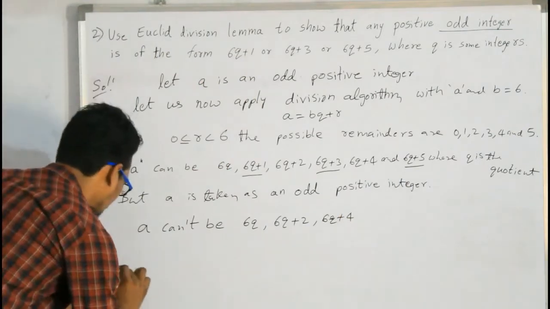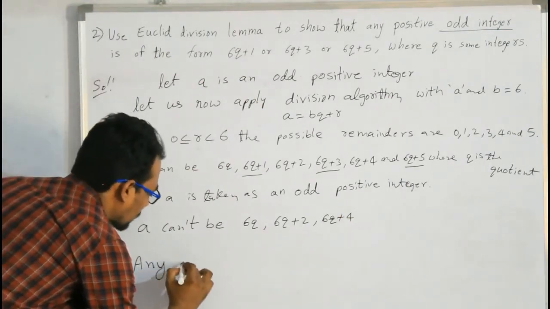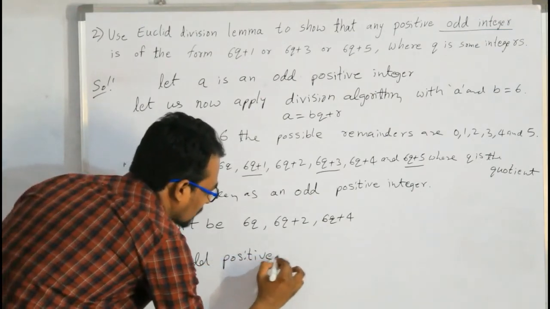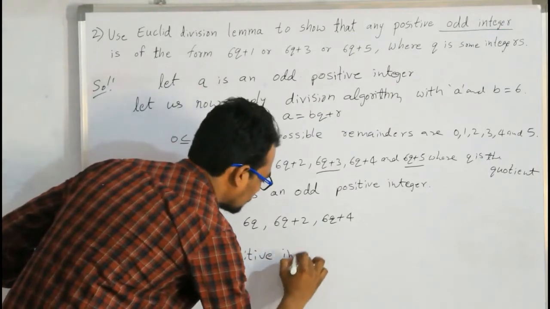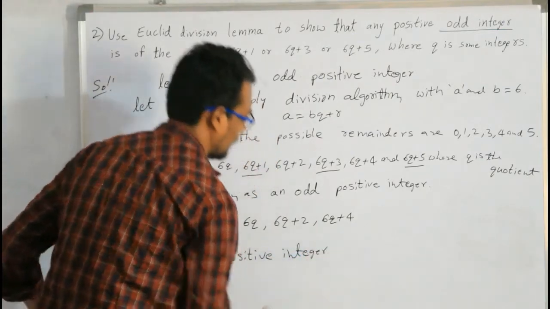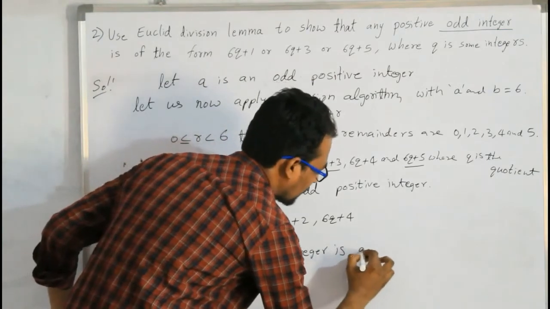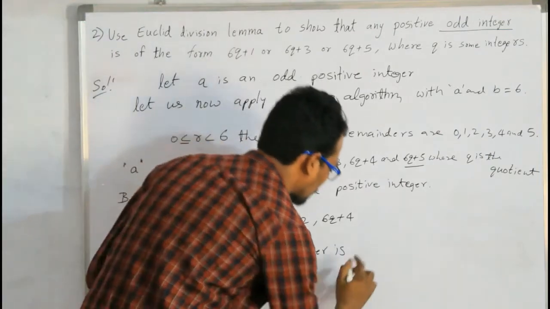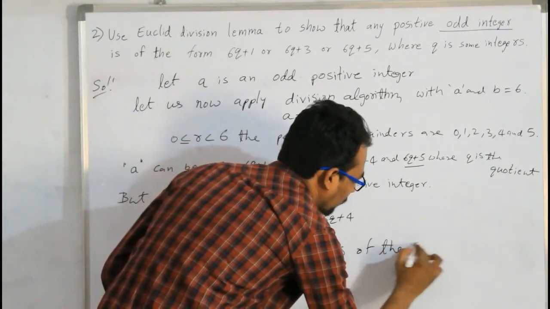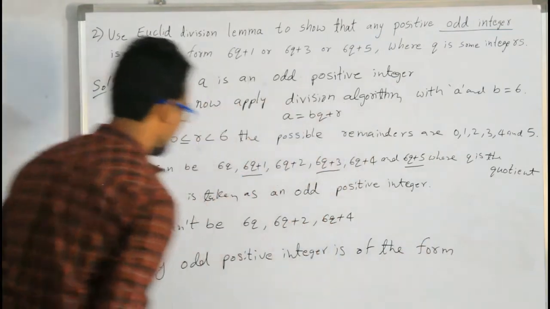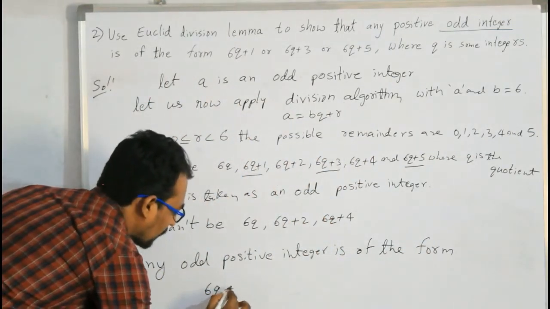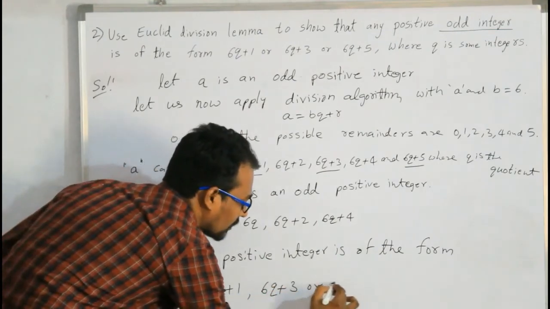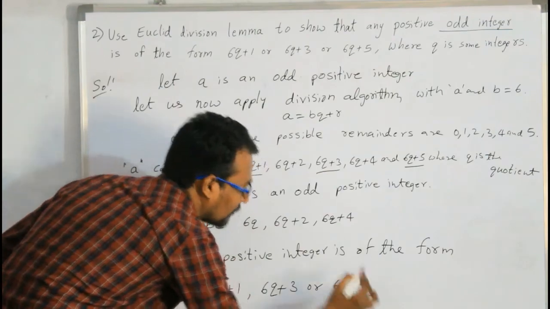So therefore any odd positive integer is of the form 6q + 1, 6q + 3 or 6q + 5.